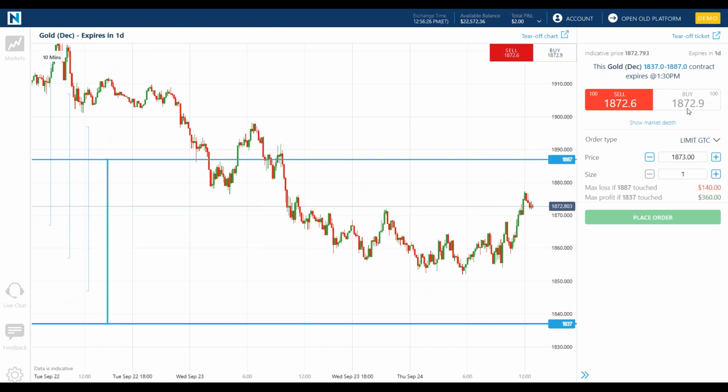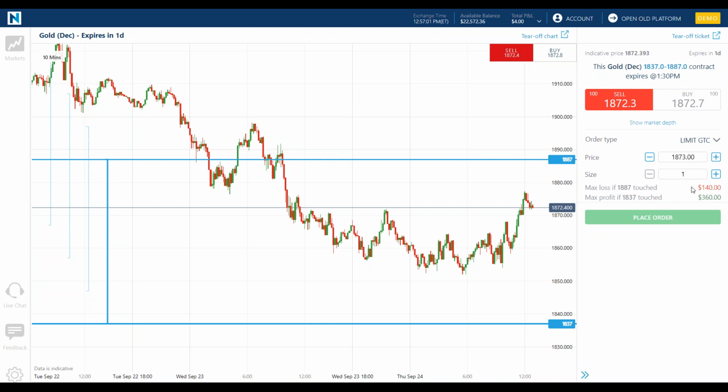Now, selling one of these at 1873, what did I do? Well, getting into the trade, I know where my ceiling is, and I know where my floor is. If I were wrong and gold were to go up and touch 1887, which it clearly did yesterday, it was up in that range. If it touched 1887, I would get knocked out of this trade, and I would experience my maximum potential loss of $140.